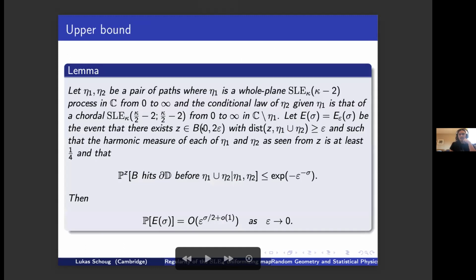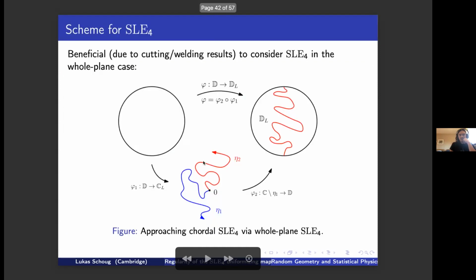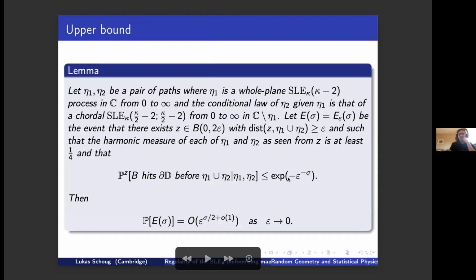So E here is the event that there is such a point, such that the probability of escaping to the unit disk, so say that you have the unit disk defined here, the probability that the Brownian motion escapes all the way out here, is at most e to the power of minus epsilon to the power of minus sigma. So then we want to say that the probability of this event here is of order epsilon to the power of sigma over 2 plus some small order of 1 as epsilon goes to 0.